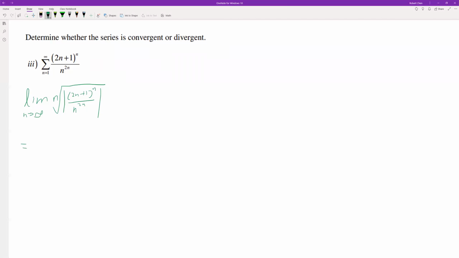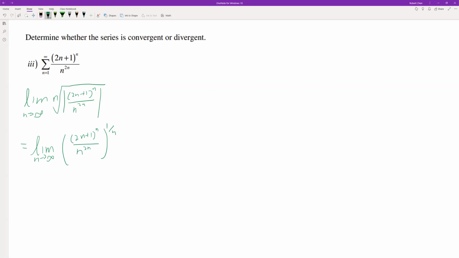So what we can do is take the limit as n approaches infinity, and everything to the power of 1 over n. Now let's look inside the absolute value. Since n is always greater than 1, inside the absolute value everything will be positive. So we can drop the absolute value, and we just have (2n plus 1) to the nth power over n to the 2nth power.